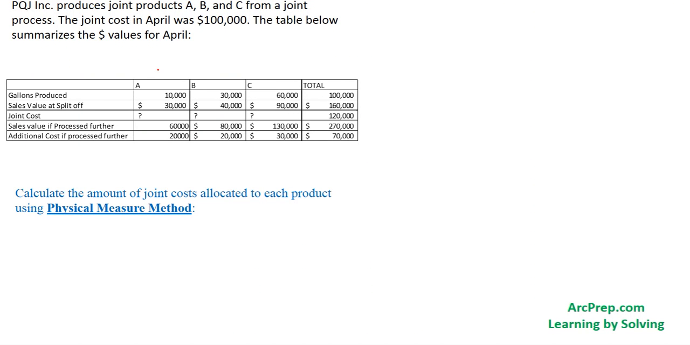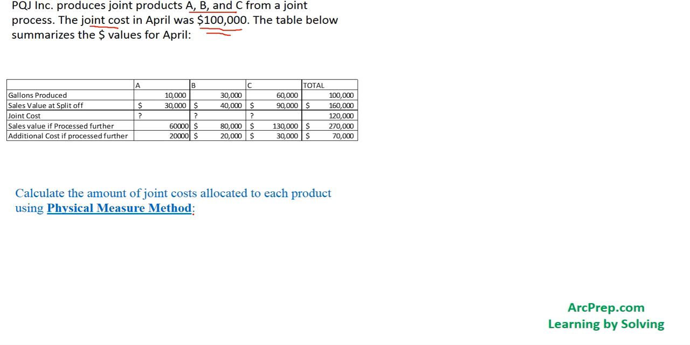Hi everybody. We are going to look at the joint cost again, and we are going to look at the different methods to allocate joint cost to specific products. Now, in the example, we have three different products, A, B, and C, and the joint cost until the split off point turns out to be $100,000. And my goal is to distribute this $100,000 to products A, B, and C. And the question is how.